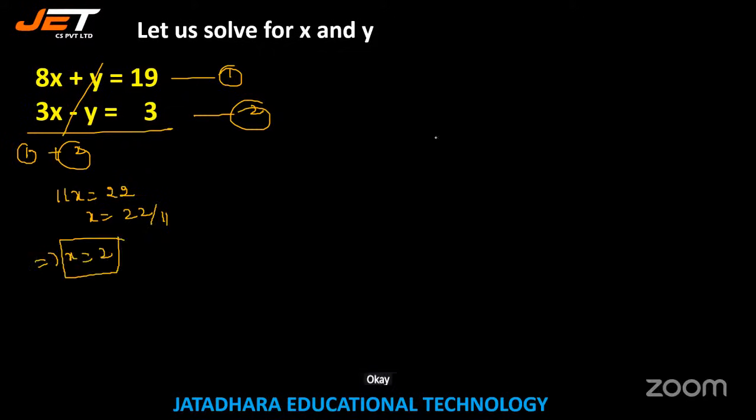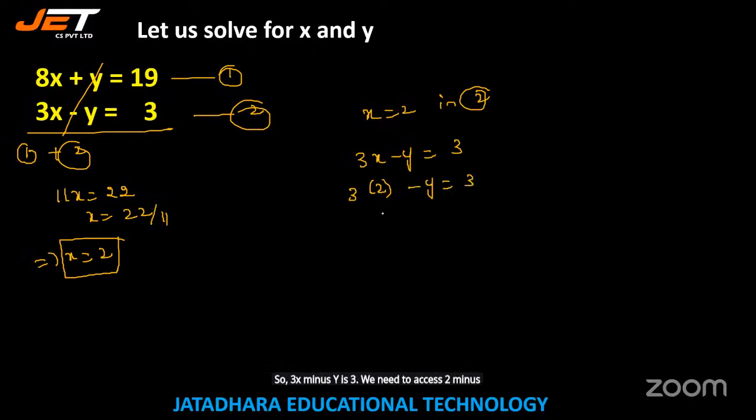Okay. Right. Now put this value of x is 2 in equation 2. So 3x minus y is 3. 3 into 2 minus y is 3. So 3 2s are 6 minus y is 3. When this 6 goes to the other side, it becomes minus 6. So minus y is equal to minus 3.